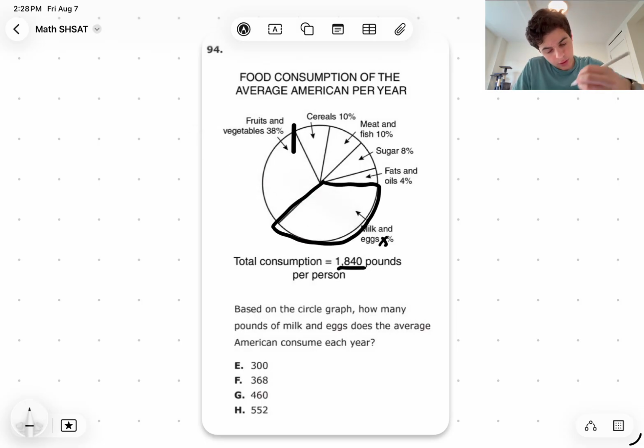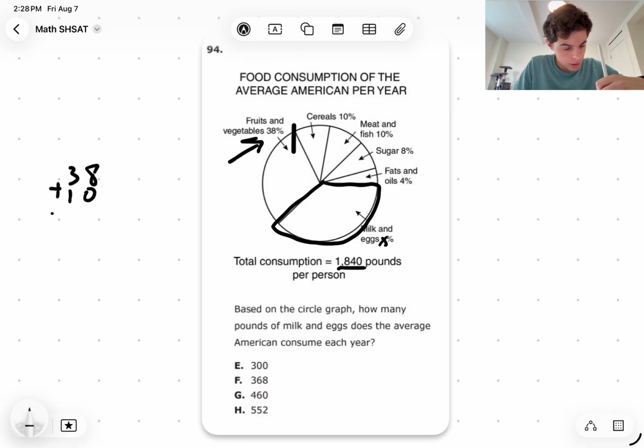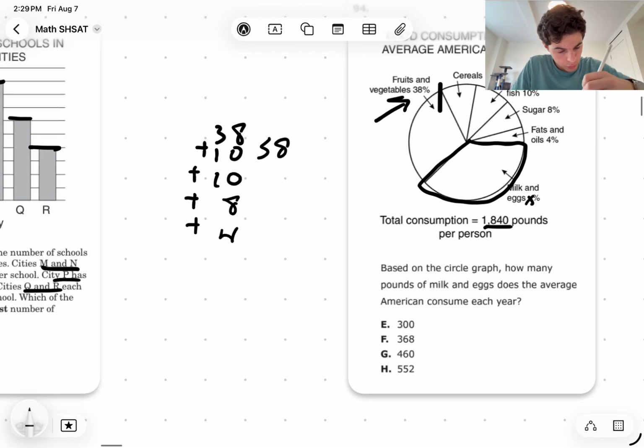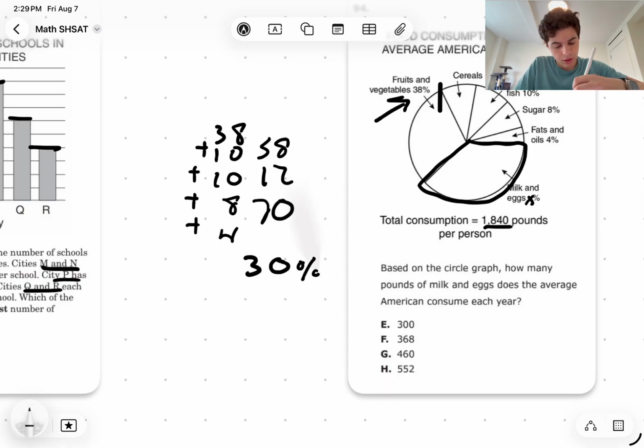And it's X percent. We know that percents have to add up to 100 in these contexts. So here we have 38. Let's add up all these percents: 38 plus 10 for cereal, plus 10 for meat and fish, plus 8 for sugar, plus 4. So we have 58 plus 12 here, and that's going to be 70. So if we have 70, that means milk and eggs have to be 30%. Now, they're not asking for the percent, they're asking for the pounds of milk and eggs.